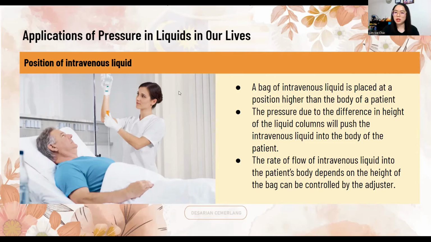Say for example this one. The bag of the intravenous liquid is placed at a position higher than the body of the patient. Why? The pressure due to the difference in height of the liquid columns pushes the intravenous liquid into the body of the patient. The rate of flow of intravenous liquid into the patient's body depends on the height of the bag, and can be controlled by the adjuster. So you see this nurse is actually holding the adjuster, so that it will control the drop into the patient's body.